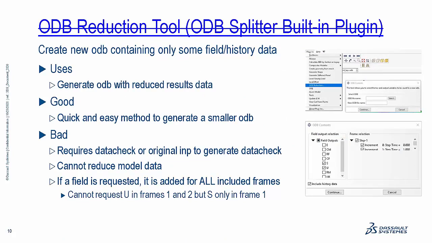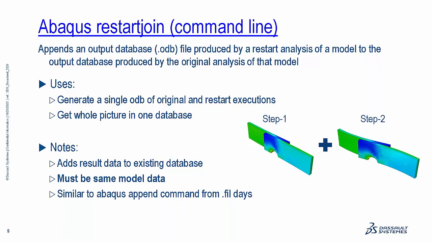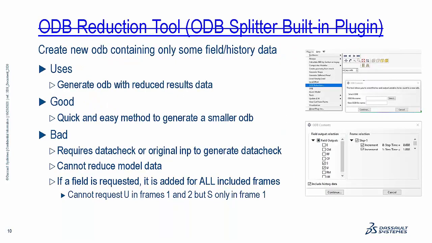Another one is the ODB reduction tool. This one is actually going from combiners to reducers now. The first reducer to talk about briefly is the ODB reduction tool, which is the ODB splitter built-in plugin. You can go to Plugins, ODB Reduction if you use that. It allows you to create a new ODB which contains only some of the field or history data. It's nice and quick and easy to generate an ODB with reduced results data. It's very quick to generate that smaller ODB.